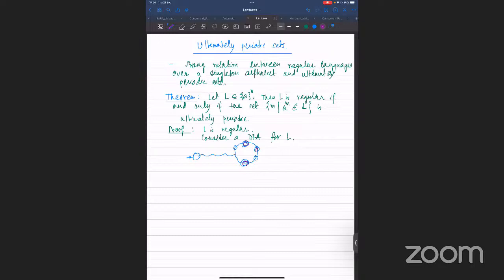Now you can say that the set of strings which are accepted, they are accepted at these final states, and they have some length. You have to define n and p, some n and p. Suppose you define, starting from here, the n is here and the p can be the length of this whole cycle. Is it clear? Or you can define it with this, and the p is going to be the whole cycle. So you can define the n and the p.